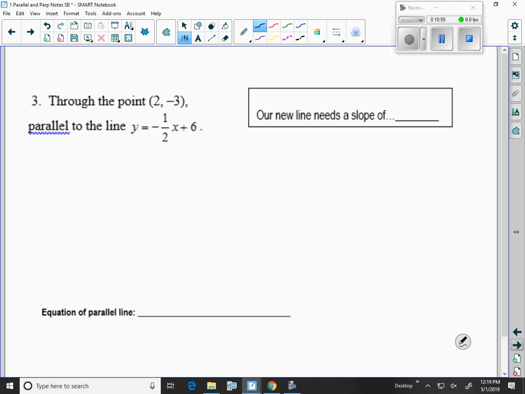What's my new slope? Negative 1/2. Very good. Okay. All right. So we're going to plug it in.